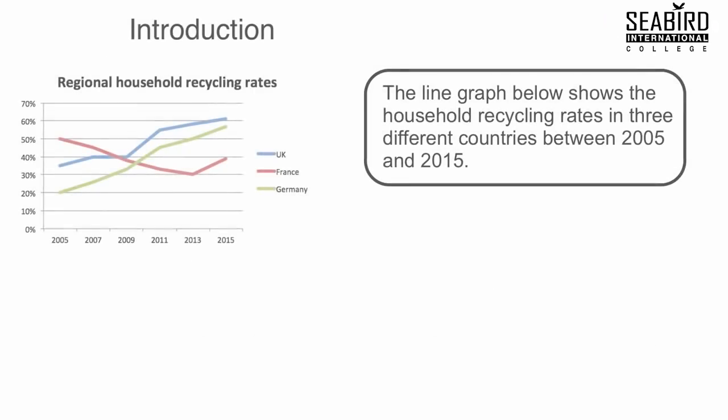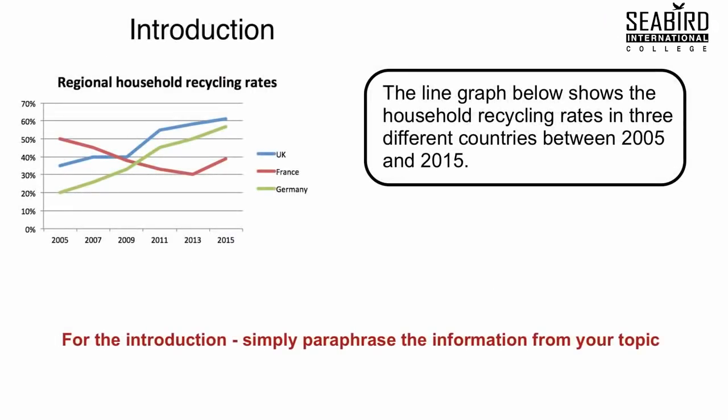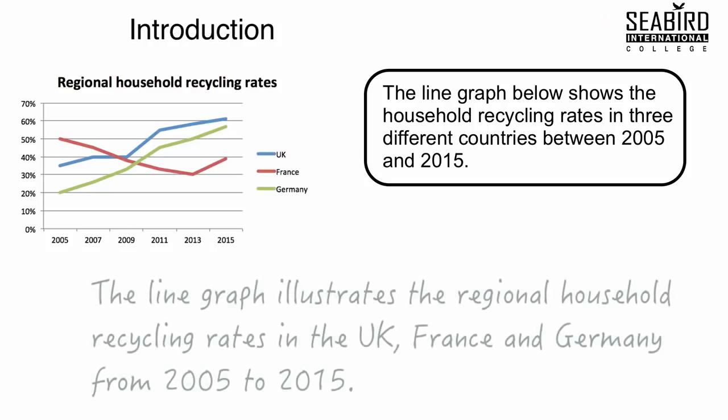Now, let's see how you should write each paragraph in order to produce a Band 9 answer. For the introduction, you need simply to paraphrase the information from your topic. It should not be longer than 2 sentences. You need simply to tell what your graph shows and for what period of time. And here is how I wrote it. The line graph illustrates the regional household recycling rates in the UK, France, and Germany from 2005 to 2015.